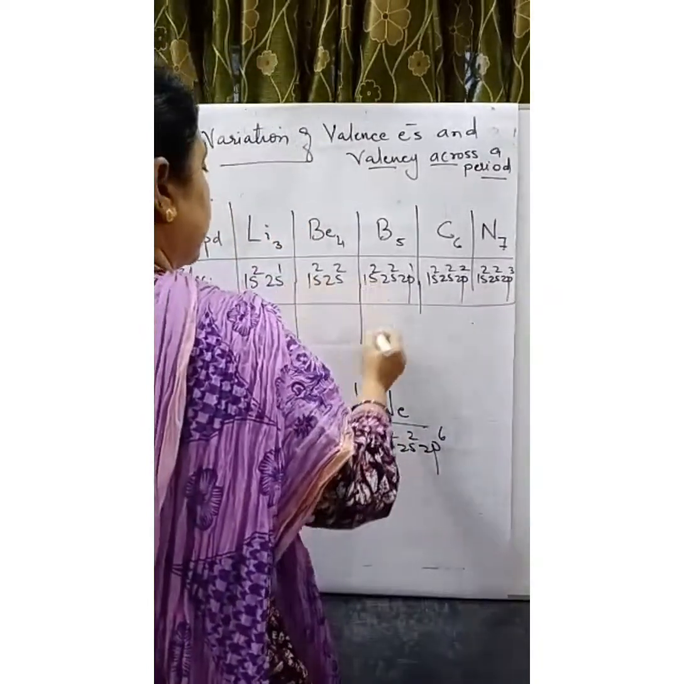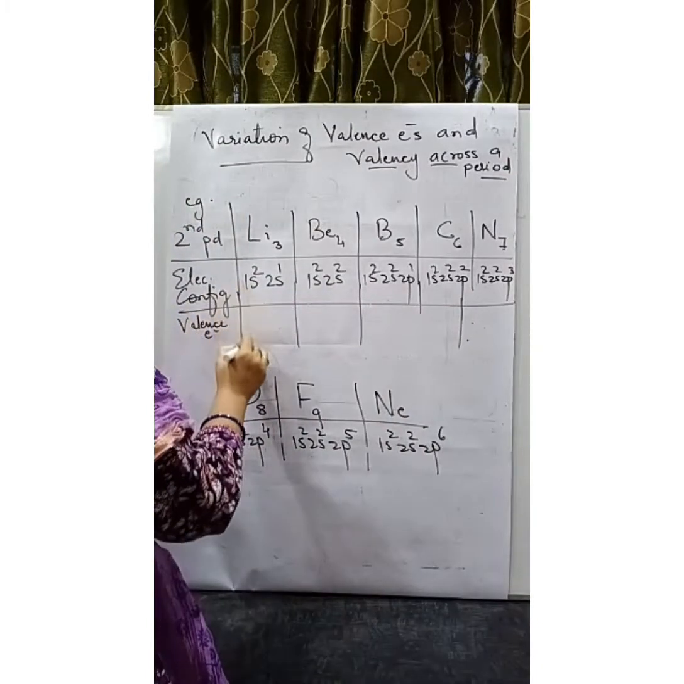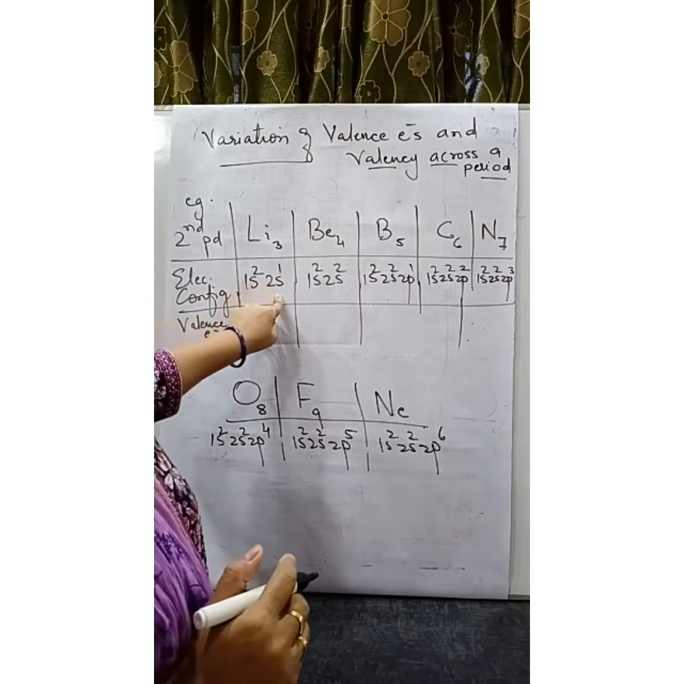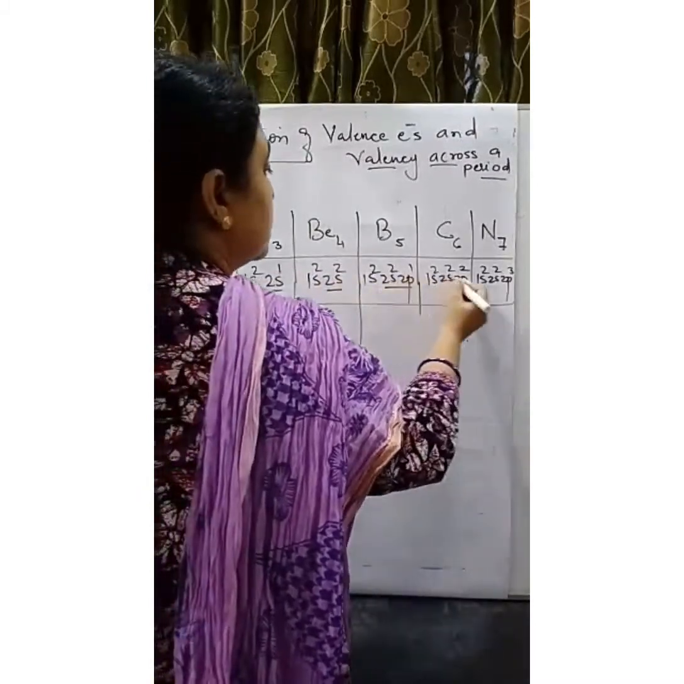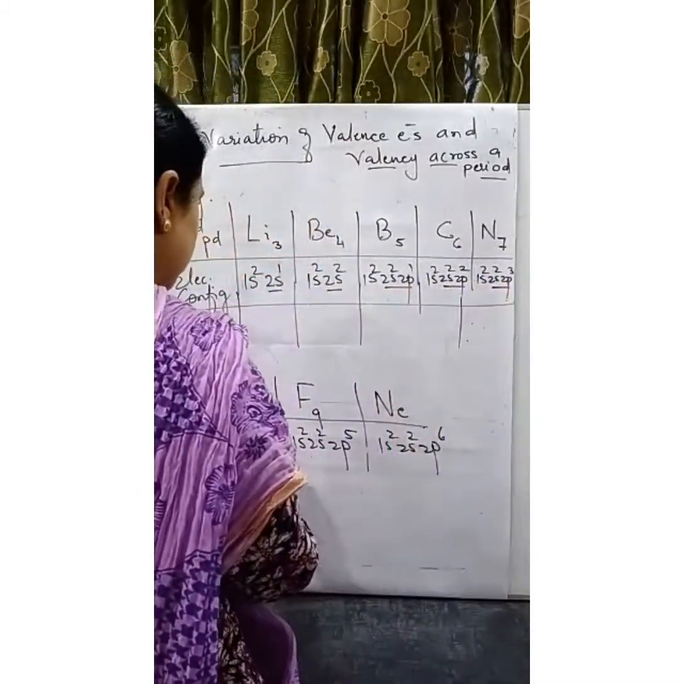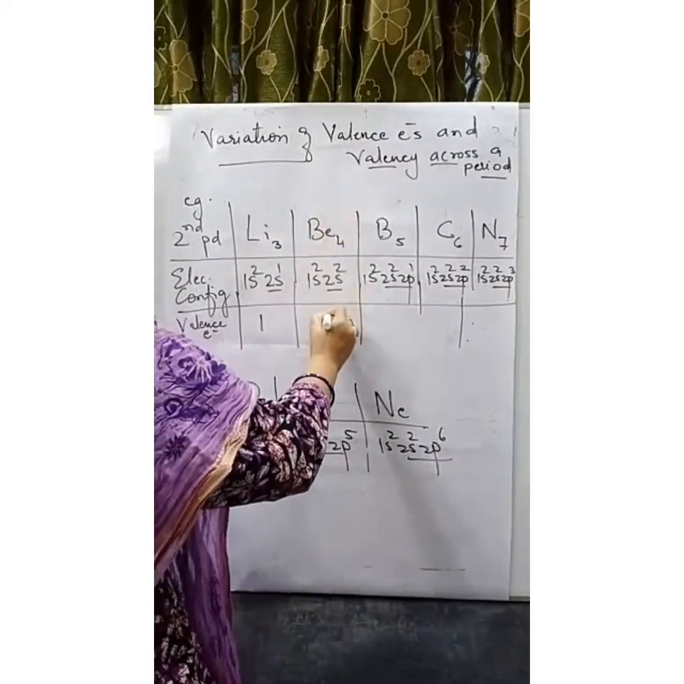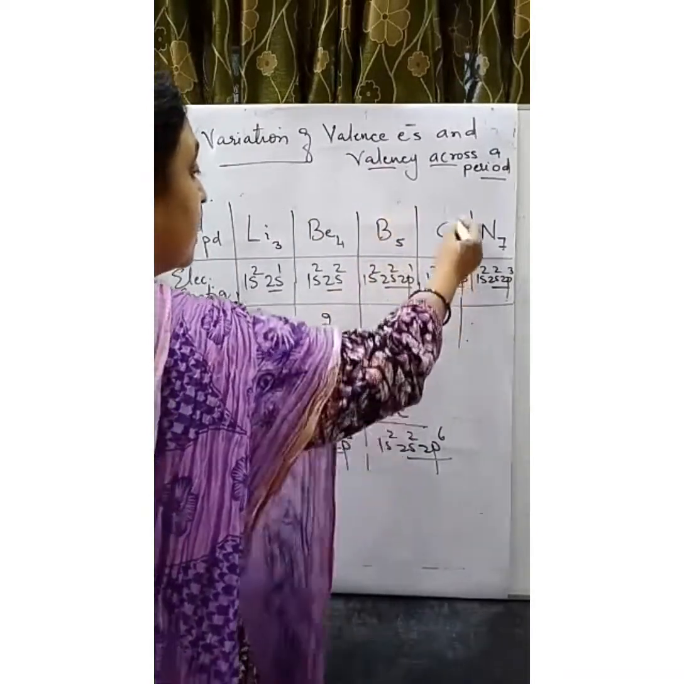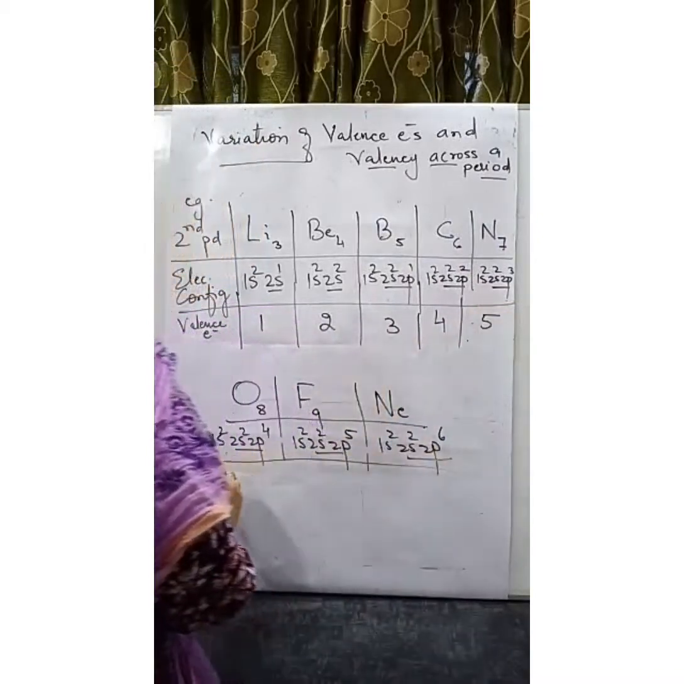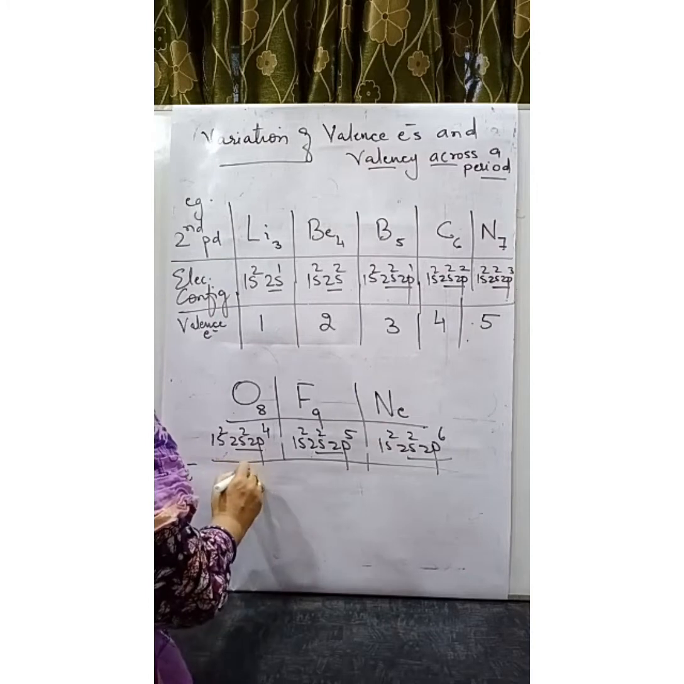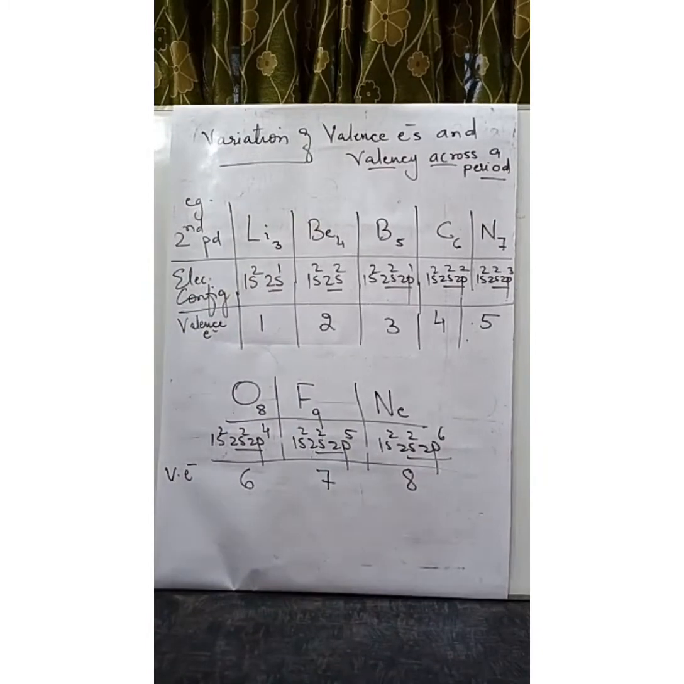Now, let us find out the valence electrons in each of them. For valence electrons, we have to consider the outermost shell. So, principal quantum number n equal to 2 is the valence shell. Let us find out how many valence electrons there are. Lithium has 1, beryllium has 2, boron has 3, carbon has 4, nitrogen has 5, oxygen has 6, fluorine has 7 and neon has 8 valence electrons.